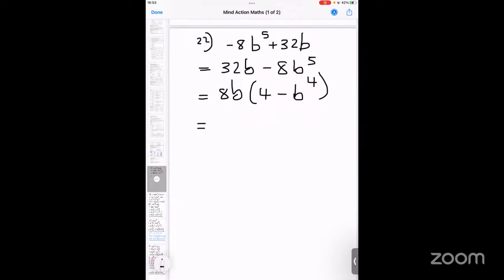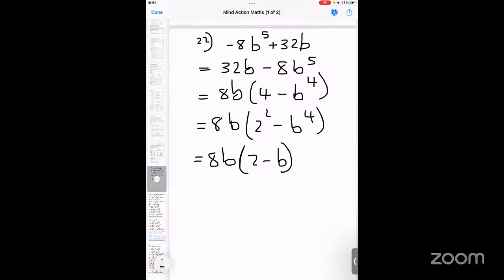Just give me a second. Okay, next you can write 8b open brackets 2 to the power of 2 minus b to the power of 4, equals 8b open bracket 2 minus b close bracket open bracket 2 plus b.